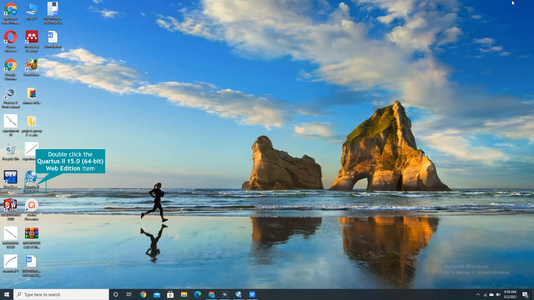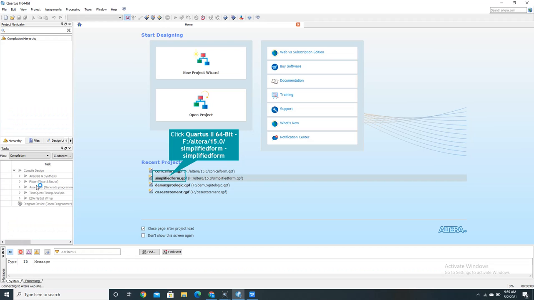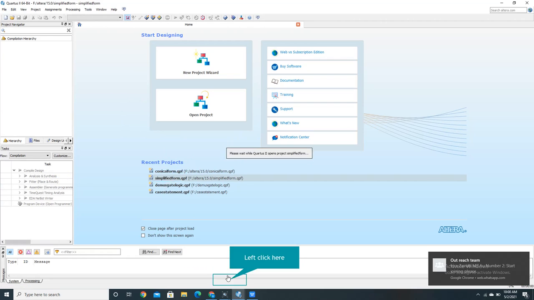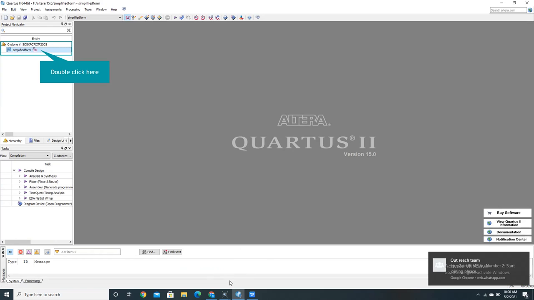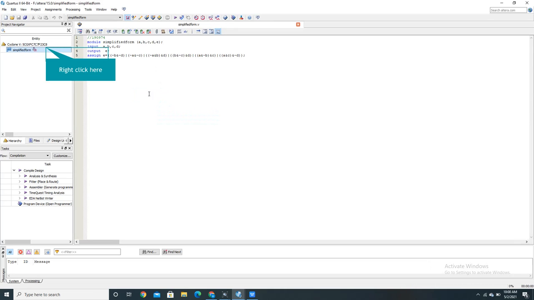Then I've also done this on Quartus to explain the circuit. I'll simply be going here from Quartus and the simplified form. I've already done it. It's taking a little bit of time, but it would be. So first of all, I would simply be showing you the circuit. It's a simple code, not a big deal, not very lengthy or very complicated code.